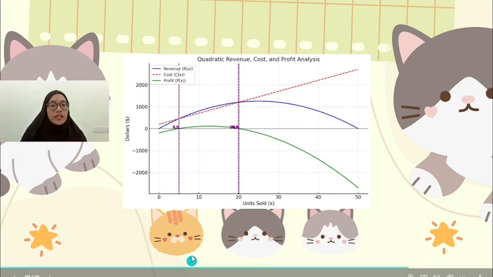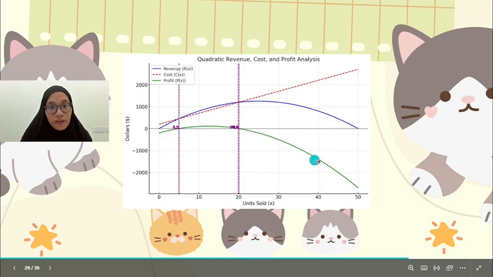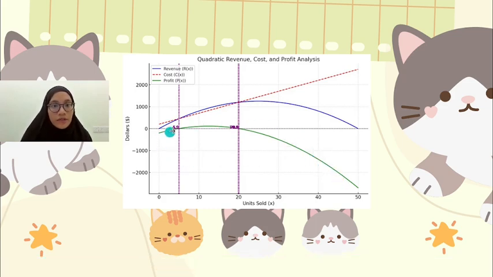So based on all the functions that we get, the revenue function, the cost function, and the profit function, we can plot this graph. The green one is the profit function, and the revenue function is the blue one. The red linear one is the cost function. And we can see the purple one, this is the break-even point.